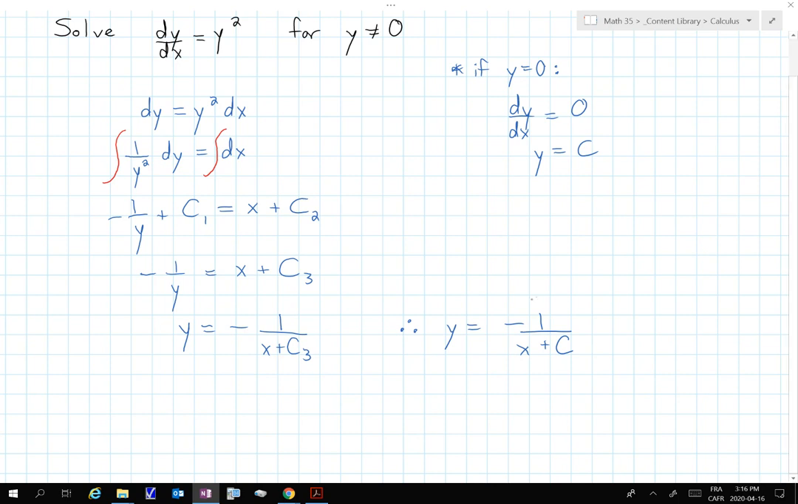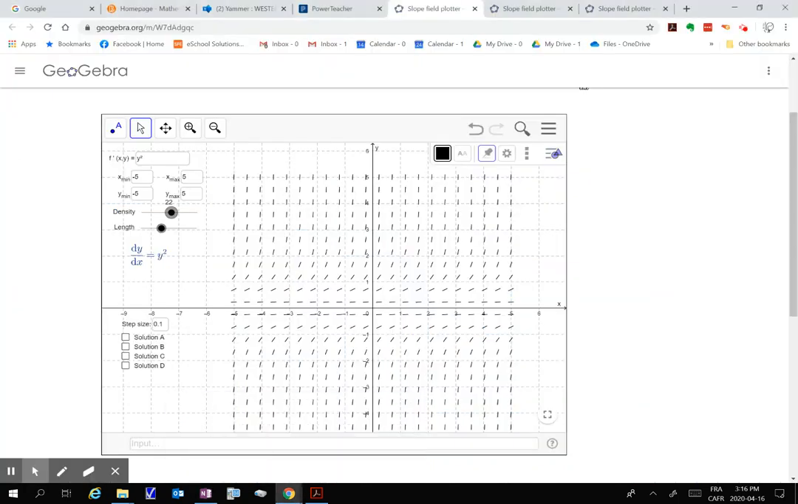In fact, this is just the general solution. I don't have a point on that, so I can't come up with something more specific. If I look at the slope field for this derivative, this is the slope field of dy/dx equals y squared.